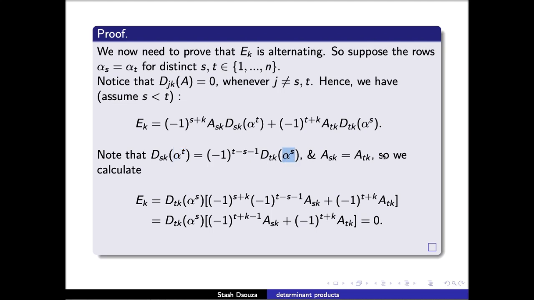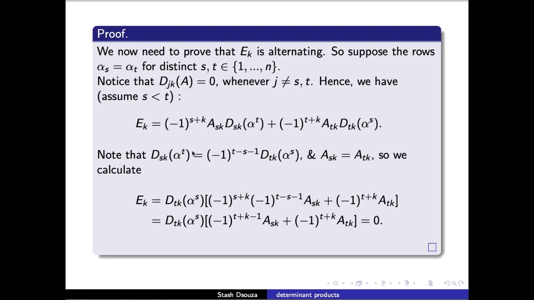In dsk, the position of alpha t is at row t, and the position of alpha s in dtk is at row s. So we realize that the number of transpositions that we will need to change the matrix for the computation dtk alpha s into the matrix for dsk alpha t is simply to shift the row alpha s down by t minus s minus 1 steps to get the position of t minus 1.